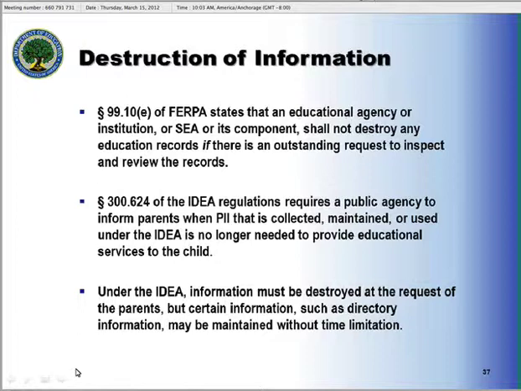You should be aware that FERPA does not generally require that you maintain students' education records, except to say that if the school has an outstanding request from a parent or eligible student to inspect and review the student's education record, that record cannot be destroyed before the parent or student has an opportunity to access the record.